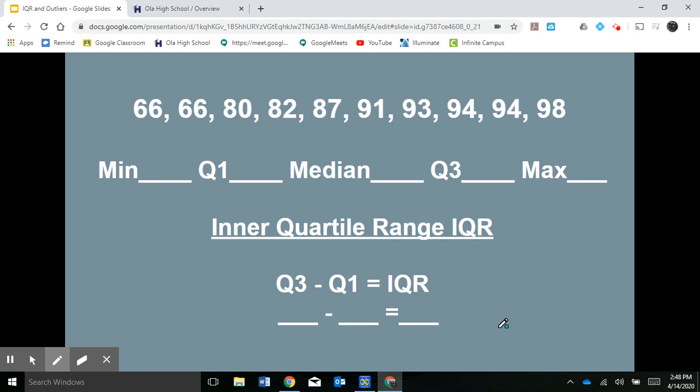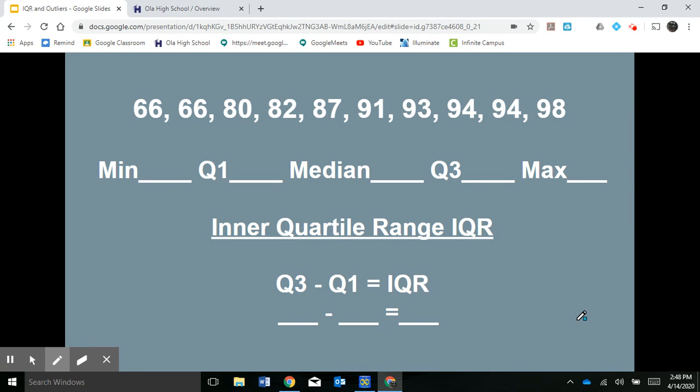Hey everyone, today we are going to do two things. We are going to work on interquartile range, which is very easy, and then we're going to work on what outliers could be. That's a little bit more difficult. So I've got some examples here.